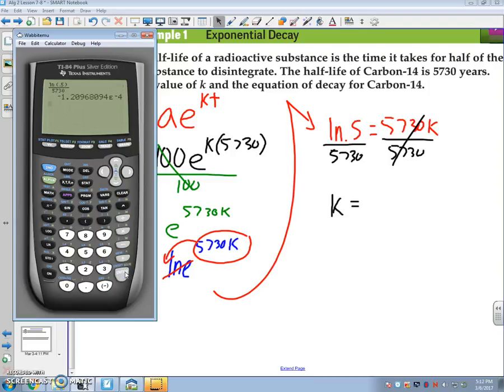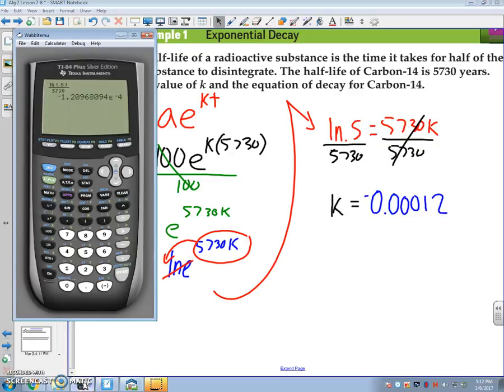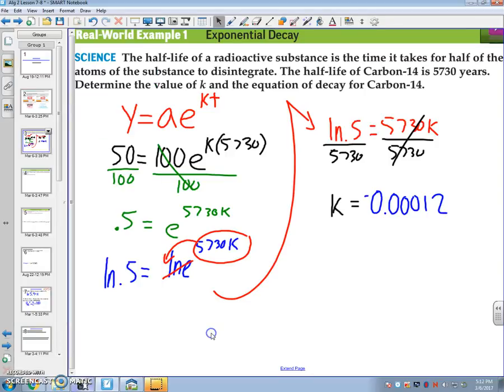Remember, e to the negative 4 means go left 4 decimals. So if I go left 1, and the 3 zeros, k is negative 0.0001 and then 2, and technically I put the 0968 if I want. There's my k. All I do is plug into the equation, then I'm done. So y equals a, we don't know the starting amount, e to the negative 0.00012t. See how it's a negative exponent? That's why it's decay, it's disintegrating. And we're done.